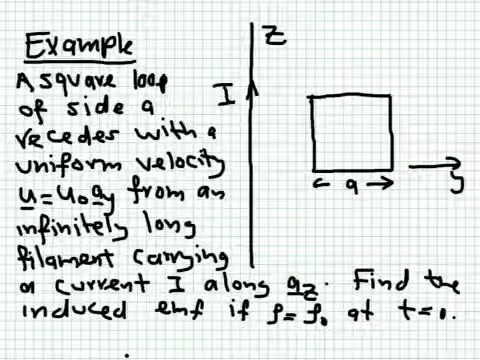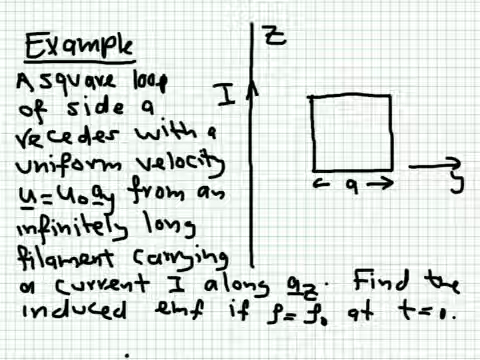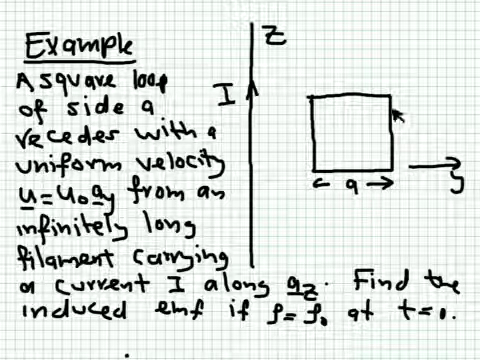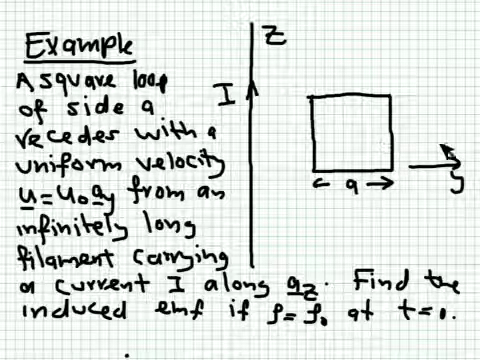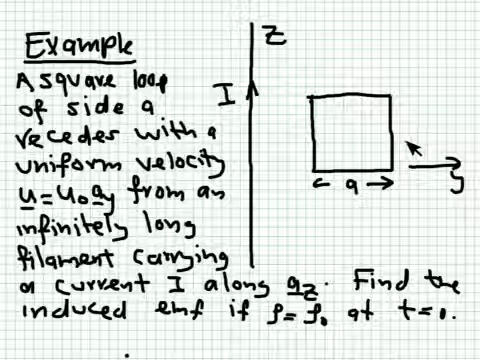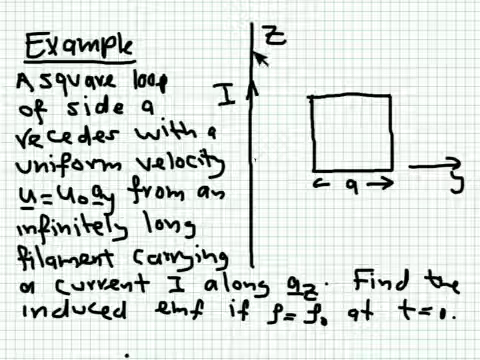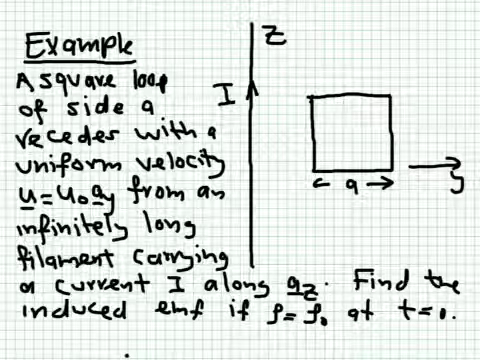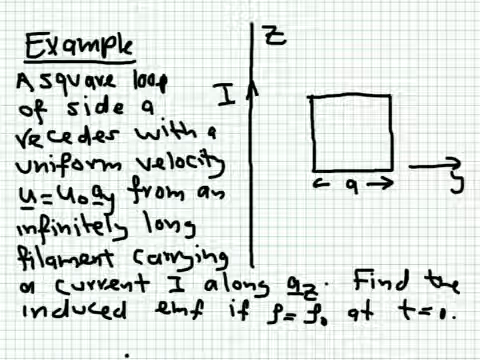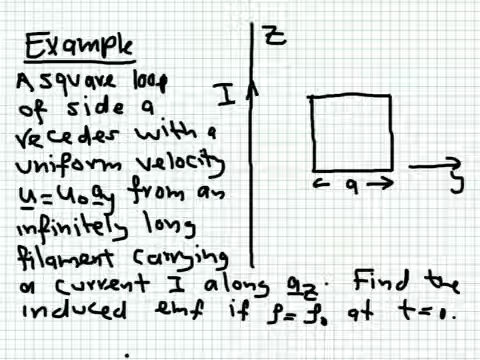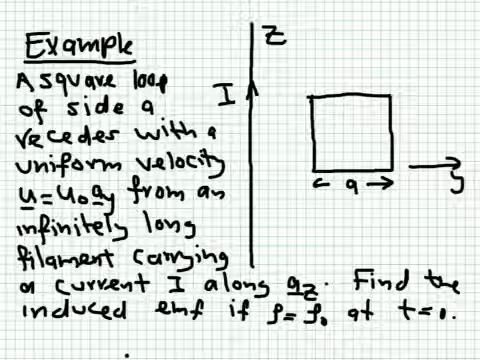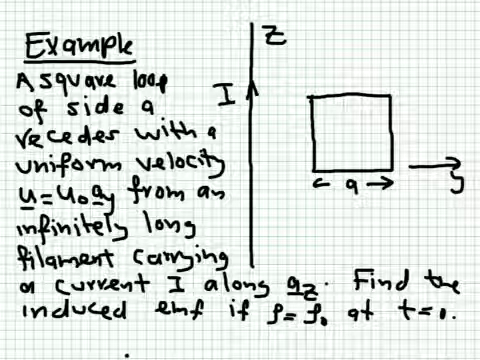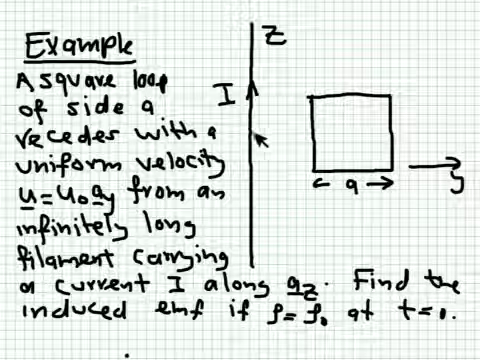We can take a look at one more example. Here we have a square loop, and it's moving away with a constant velocity u naught from an infinite wire in the z direction. There's a current I flowing in that wire, and it's flowing along the z direction. We would like to find the induced EMF.